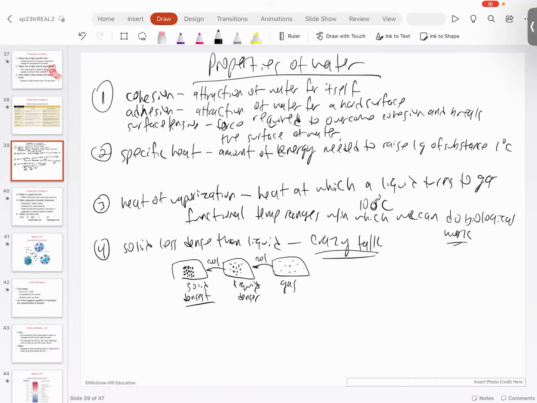In answering this idea, because a solid is more dense than a liquid for all materials, the solid sinks in its liquid. Everything on the planet does that. Its solid will sink in the liquid. Water is the only one where it doesn't do that. Why? Which is the answer to your question. Because water is a little bit different.